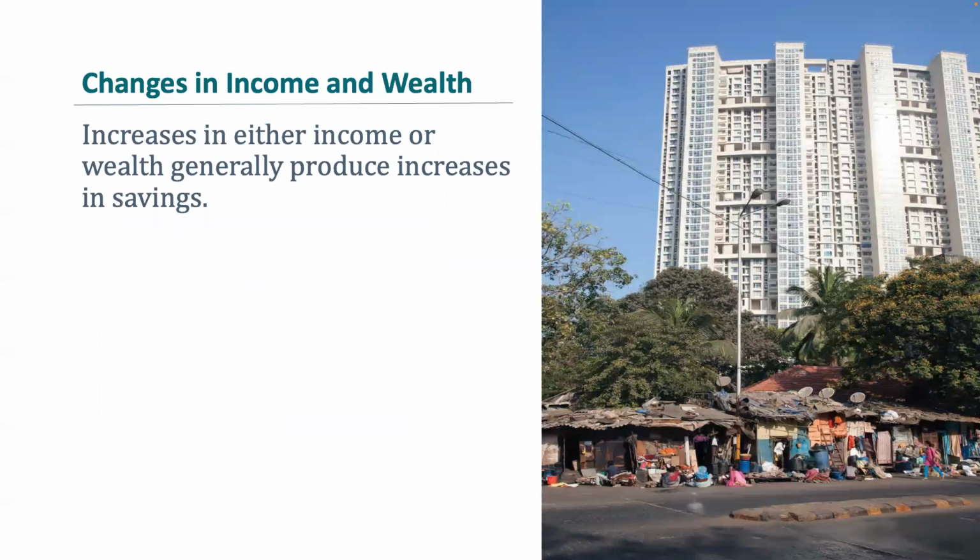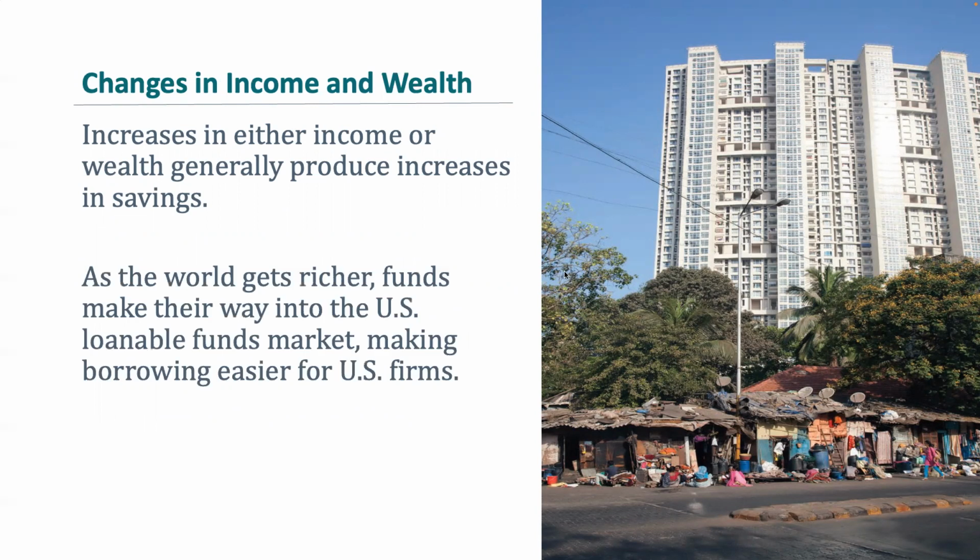So first up, we have changes in income and wealth. Changes in income and wealth are graphed as a shift in the supply of loanable funds. So this means the curve is going to jump either all the way to the right or all the way to the left. There's going to be a positive relationship between changes in income and wealth and savings. So as the world gets richer, funds make their way into the US loanable funds market, and this makes it a lot easier for US firms to borrow because there's a lot more money available.